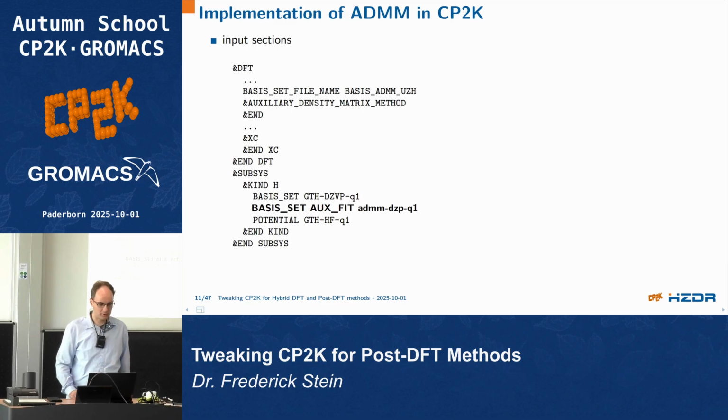So how do you make use of this method now in CP2K? First, you have to add this auxiliary density matrix method section in the DFT section. Of course, you have to set up your Hartree-Fock calculation as usual, but quite often you have to apply tighter screening parameters to still have decent convergence of your orbitals. And finally, you have to specify the auxiliary basis set using the BASIS_SET AUX_FIT keyword in your kind sections.